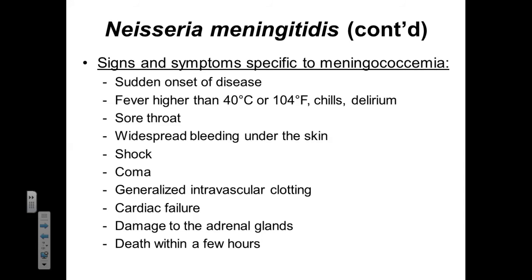Some of the signs and symptoms that are specific to meningococcemia include the sudden onset of the disease and a fever that's higher than 40 degrees Celsius, sore throat, shock, coma, and generalized intravascular clotting can all be associated with it, cardiac failure, damage to the adrenal gland, and death within a few hours. Hopefully you don't get to that symptom at the end. Hopefully you'll recognize the disease before then. So obviously, Neisseria meningitidis is a very serious form of the disease. It's very acute and needs to be treated very quickly.